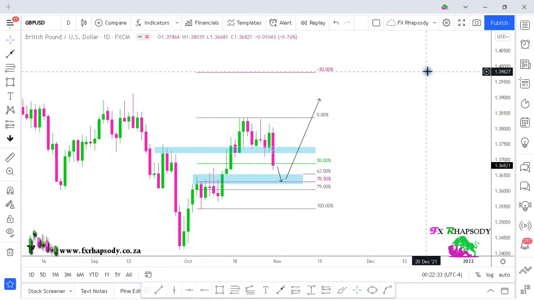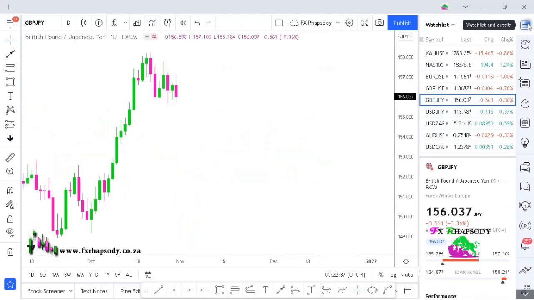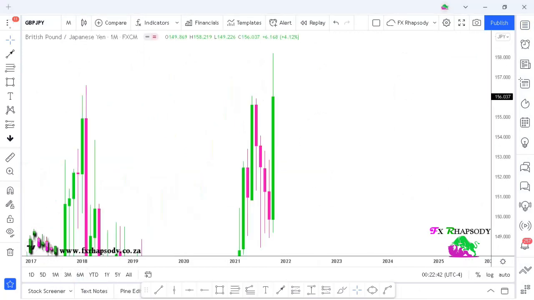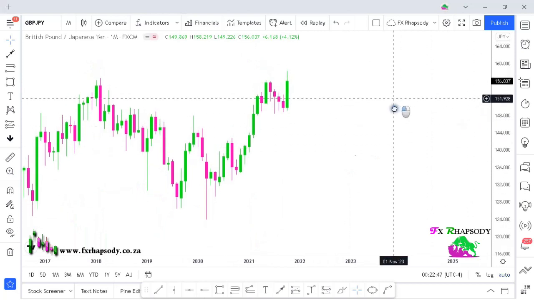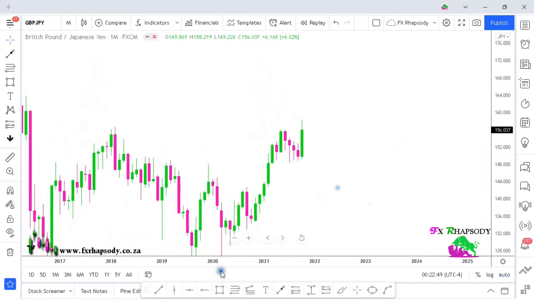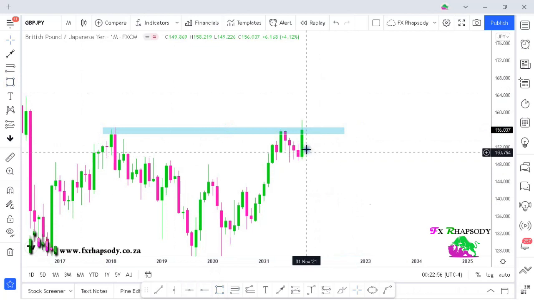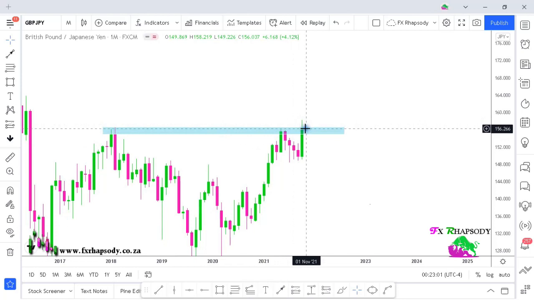Right, let's move on to our next pair, which will be the British pound, Japanese yen. And like always, we start off with the monthly time frame. Now this pair has made some nice movement this month, especially towards the end of the month. So we can see this area over here, you could see price breaking that previous resistance area, and then the month just closing basically on that level. So just tapping liquidity and just closing there.